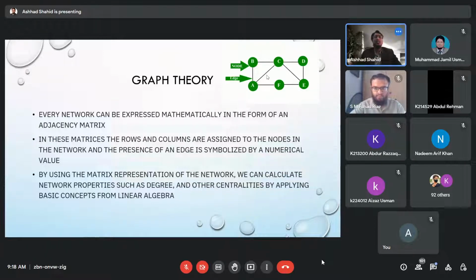The third point is what we get by this representation. We can evaluate the degree of the graph by using the basic concepts of linear algebra. I'll describe it in the next slide, inshallah. Similarly, centralities tell which part is the most common or most important in this graph, and this can be described by this sort of thing.